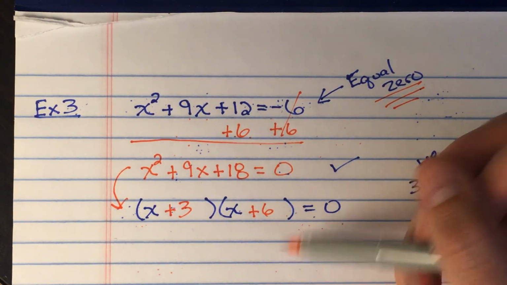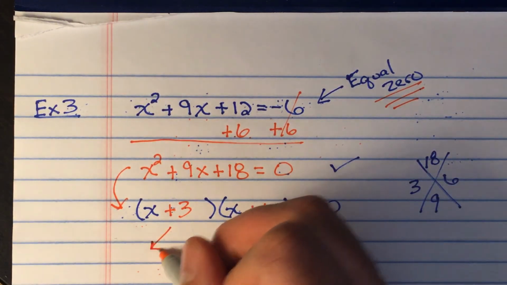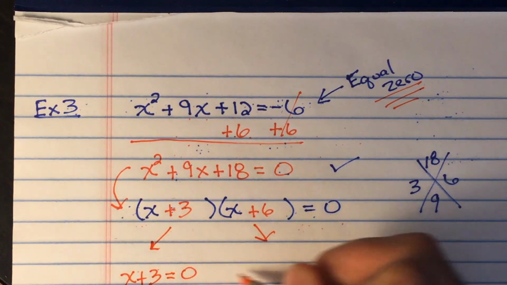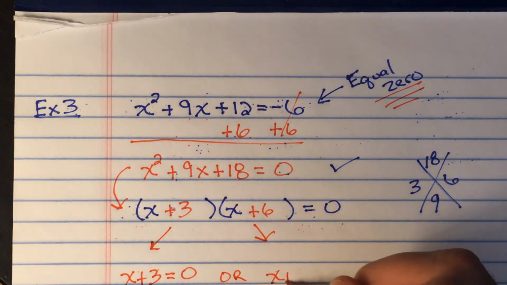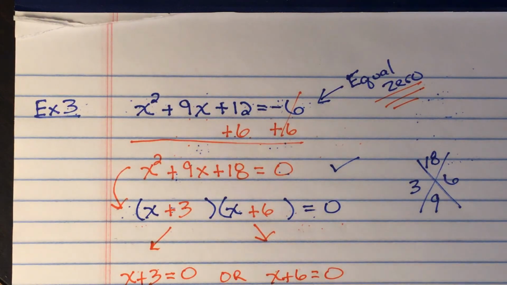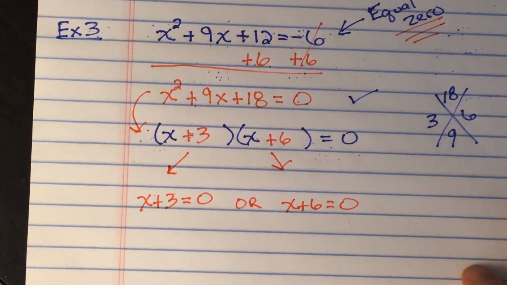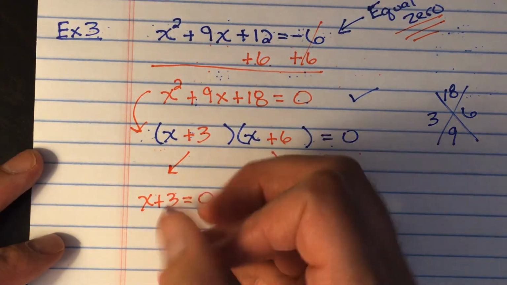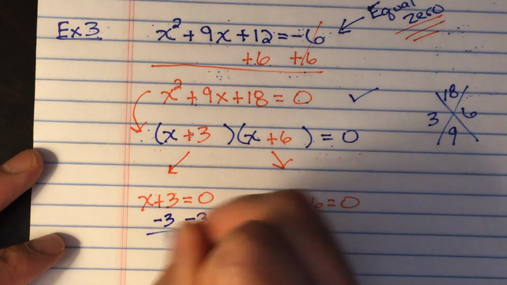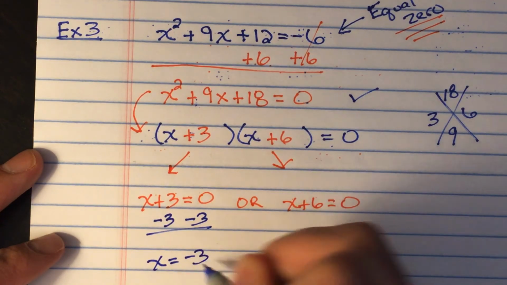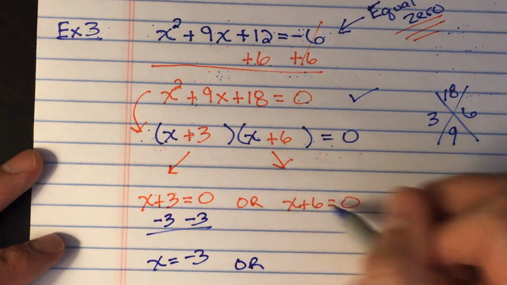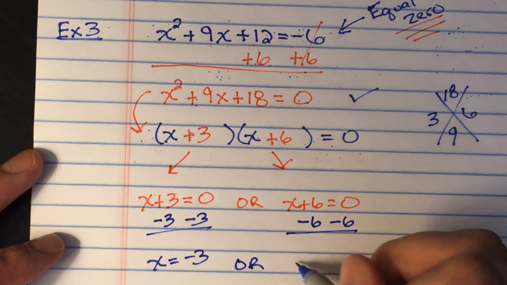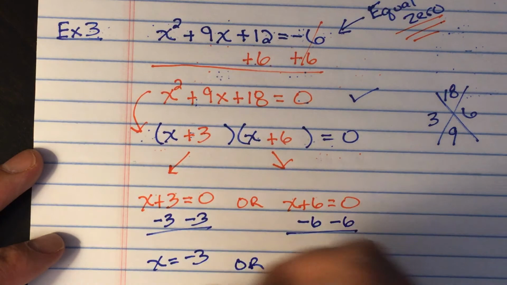I like rewriting it this way because now I can split it up into two easier equations. x plus 3 equals 0 or x plus 6 equals 0. And then I just solve those separately. So let's solve the left-hand side. I want to get x by itself, so I subtract 3. And I get x is equal to -3. Or if I say x plus 6 equals 0, I could solve that by subtracting 6. And I get x is equal to -6.